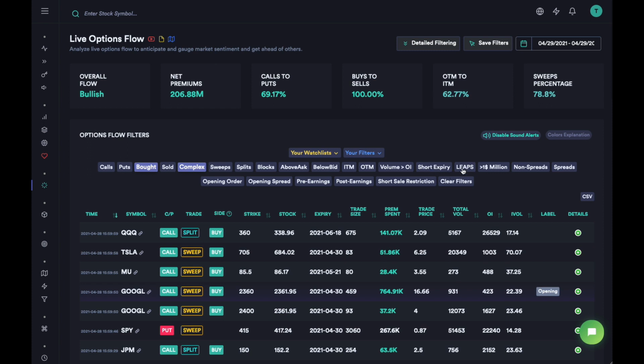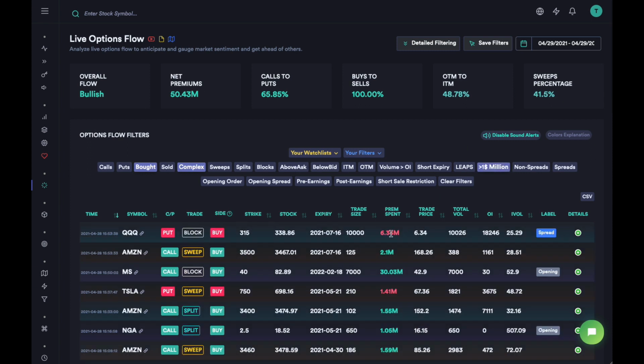Then we have LEAPS. Obviously, if you're a long-term investor, then you want to look at contracts that have a longer term expiration date. Then we have contracts that are above $1 million in premiums. This is the largest money that was there today. And if someone is spending $10 million on a contract with a far out of the money strike, then that's a strong signal for us and we need to look into it.